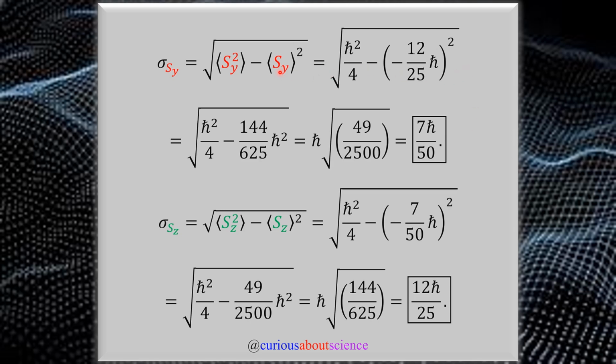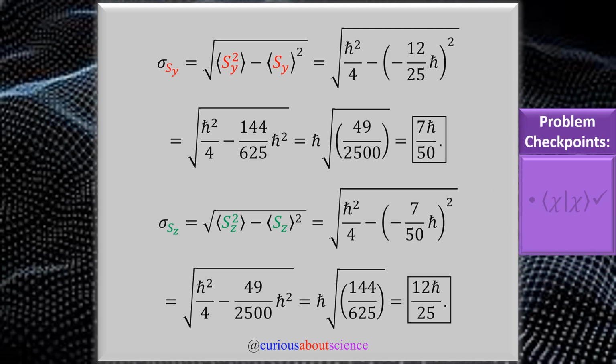Note that the expectation for S_y is equal to -12/25 ħ, but the standard deviation in S_z is 12/25 ħ. Weird, huh? But also the expectation for S_z is 7/50 ħ, but the standard deviation in S_y is 7/50 ħ. A little weird, isn't it? Or maybe it's not if you can see the writing on the wall. That being said, we've now reached our second checkpoint really, because the expectations and the standard deviations kind of blend together. But part C is now complete, and we can bring it on home to part D.